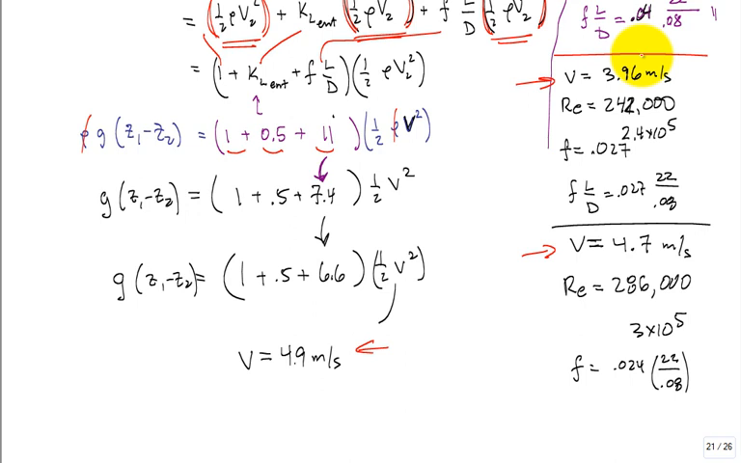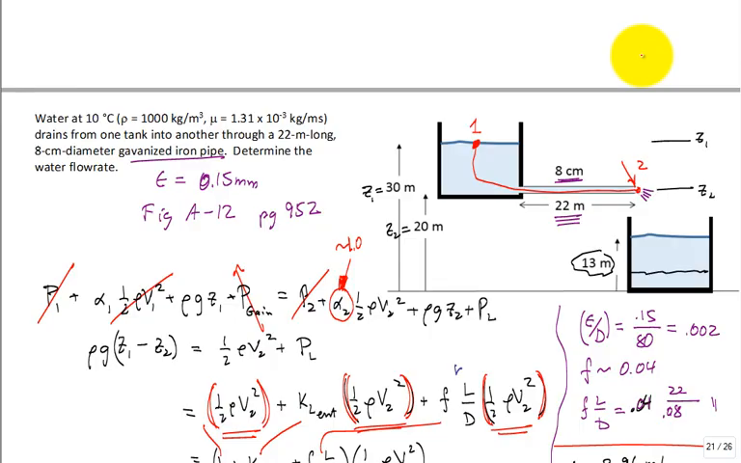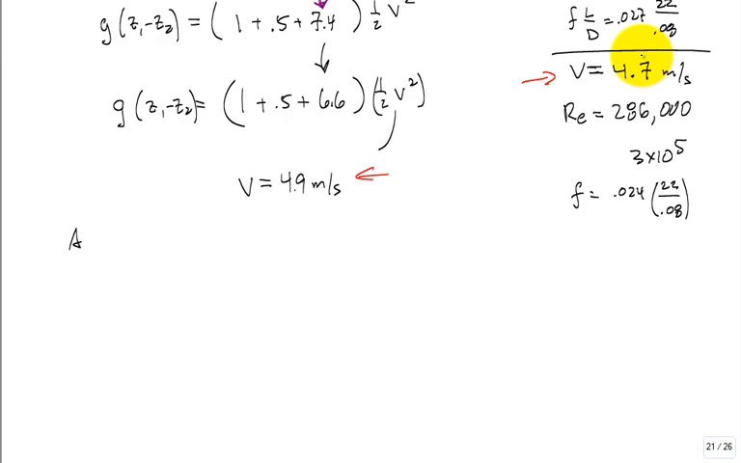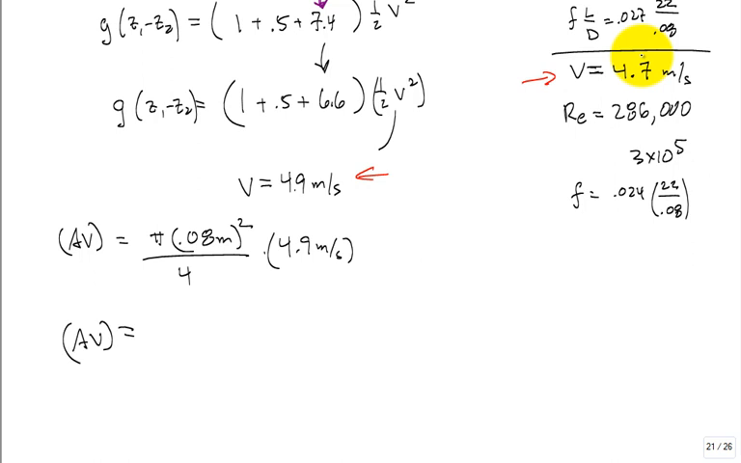In a computer program, it's easy. By hand, it's a pain. But now with that, we can look back at the original question. It says, determine the water flow rate. Okay, we have the water speed. And so the volumetric flow rate, A V, is equal to pi times d squared, 0.08 meters squared, isn't it an 8-centimeter pipe, over 4, times 4.9 meters per second. So the volumetric flow rate is 0.0246 meters cubed per second, or 25 liters per second. Something like that.